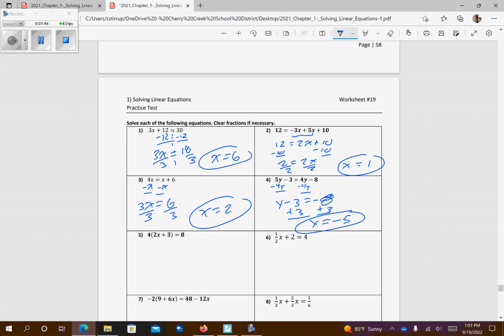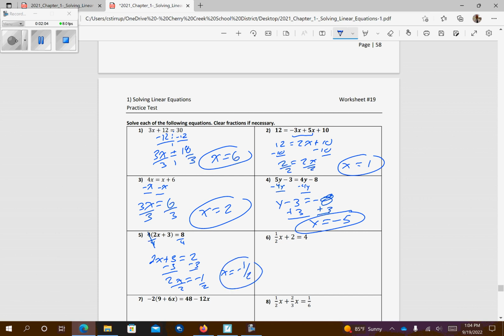On this one, I can distribute first, or I could divide both sides by 4. Doesn't matter where you start, but this will drop the parentheses because you distribute 1 over in this case. 8 over 4 is 2. Subtract 3, 2x equals negative 1. Divide by 2, so x equals negative 1/2.